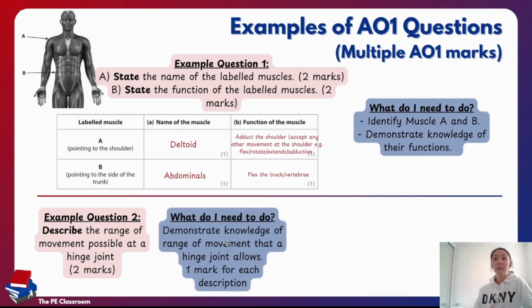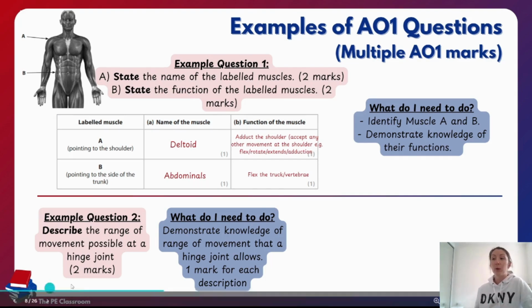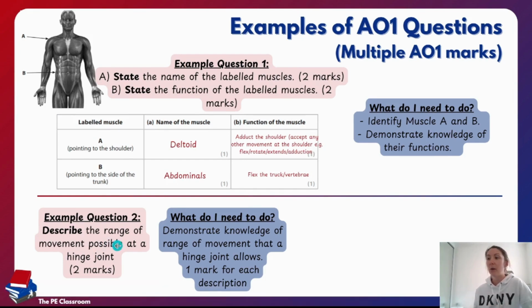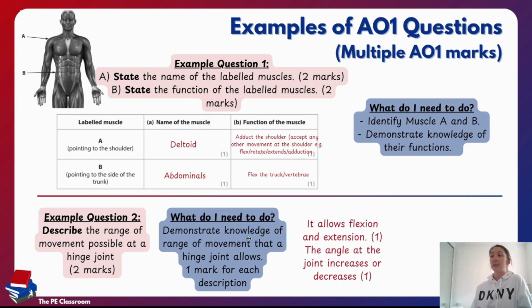Question 2, describe the range of movement possible at a hinge joint. So again, it says it's worth 2 marks. So you need to be thinking, what do I need to do to get these 2 marks? Because it just says describe the range of movement possible, just describe 2 different movements that a hinge joint provides. So you would get marks for saying it allows flexion and extension, the angle at the joint increases or decreases. You could say any of them and you'd get 2 marks, easy.